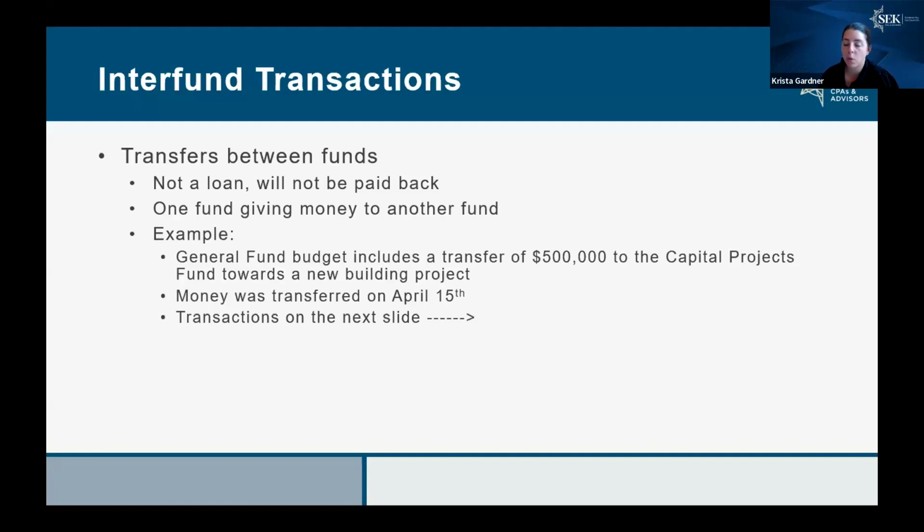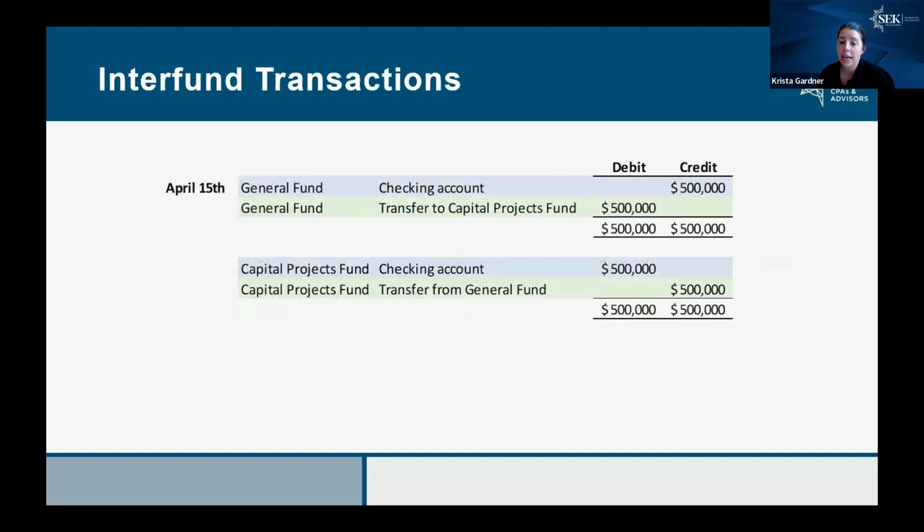But in this example, which is very common, the general fund is budgeted to transfer $500,000 to the capital projects fund towards a new building project. So maybe in this scenario, the building project's happening that year, or they are setting money aside each year towards a new building project that could happen in 5 years. So it's included in the budget that $500,000 will be transferred from the general fund to the capital projects fund. The money was transferred on April 15th. So we're going to go to the next slide. And essentially nothing happens in this scenario until the transfer happens.